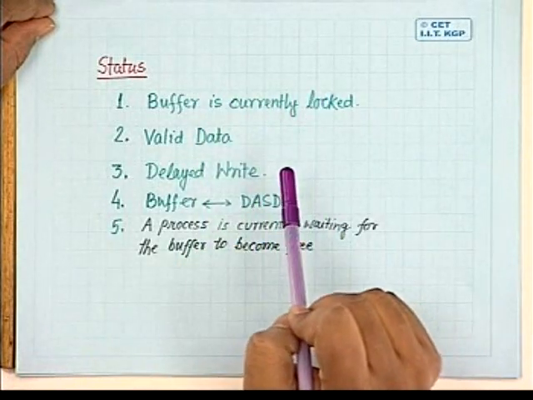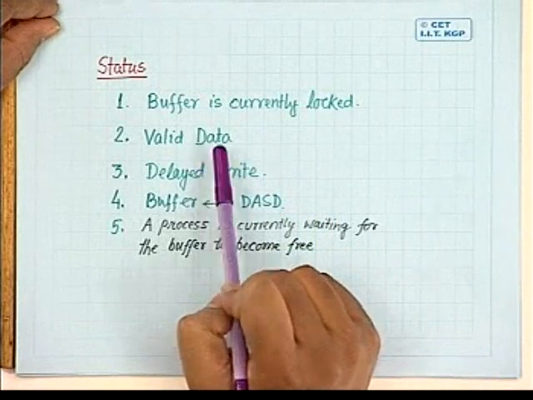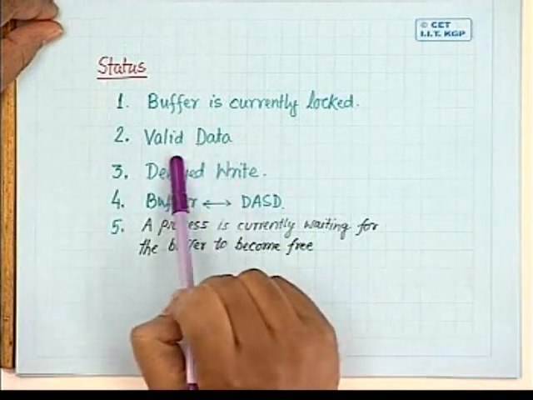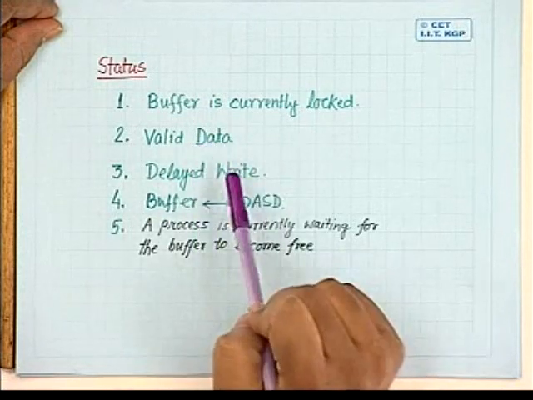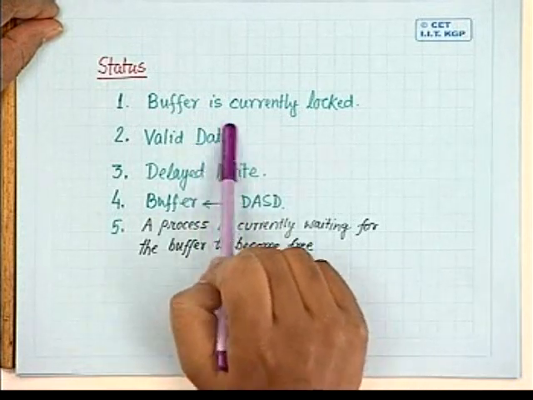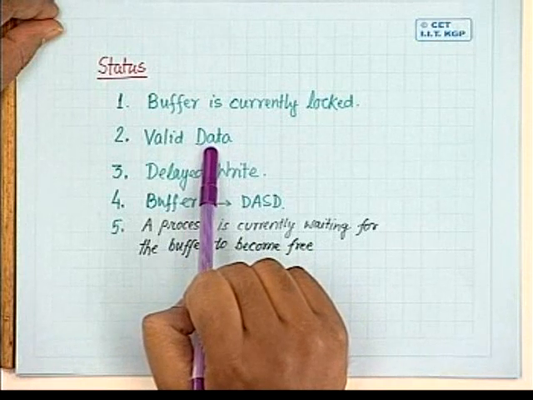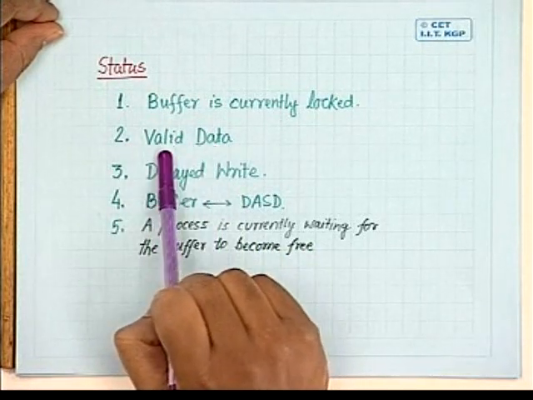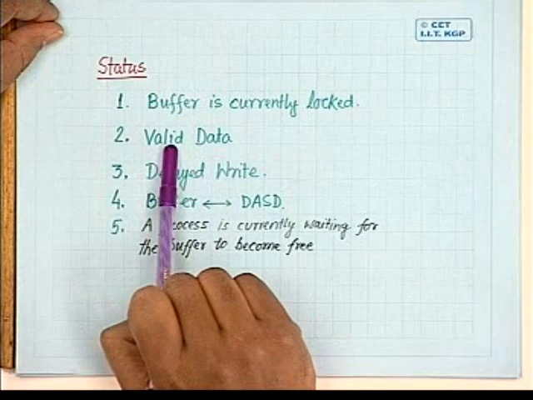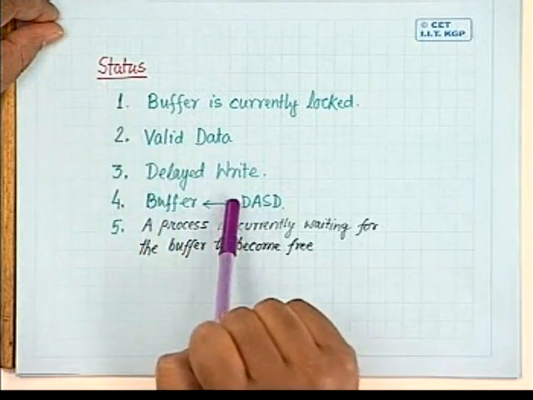Then the other information that can be contained in the status field is whether the data is valid or the data is invalid. While processing, some process may find that the data contained in that buffer is invalid, it is not a valid data. So whether the data is valid or invalid is also contained in the status field.